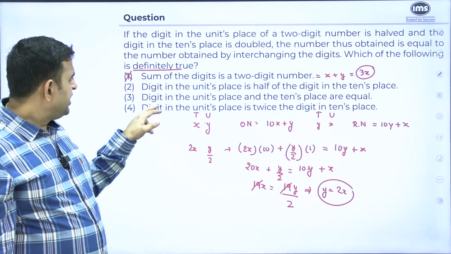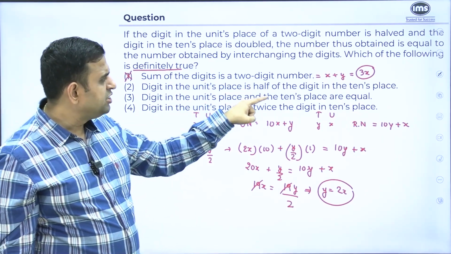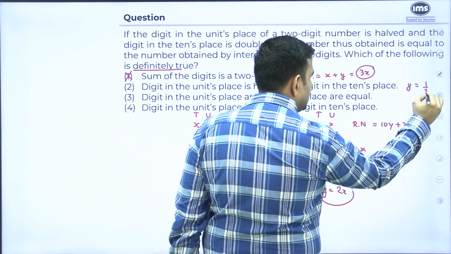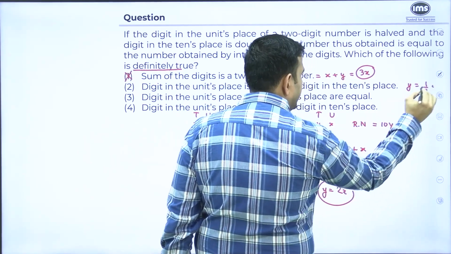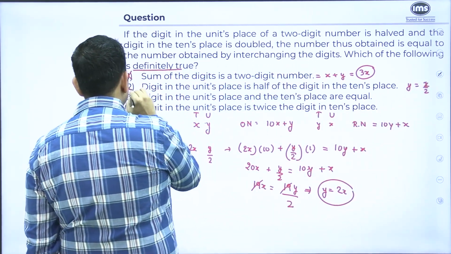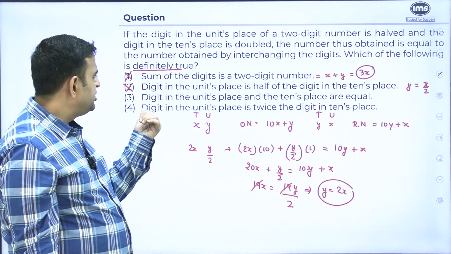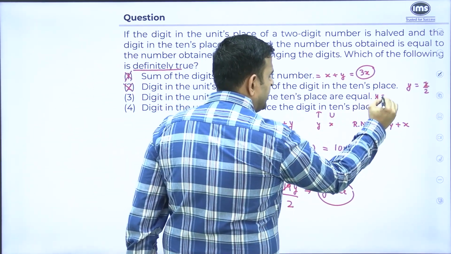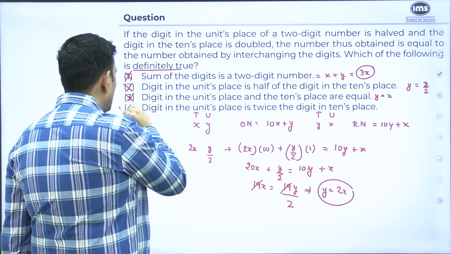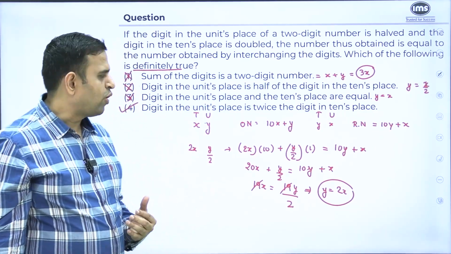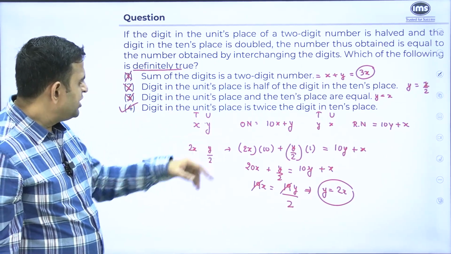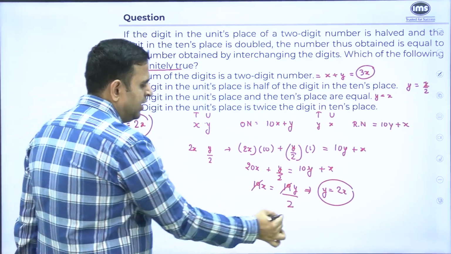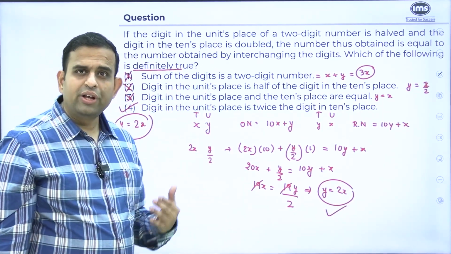The second one says the digit in the unit place is half of the digit in the tens place. So what number 2 tells you is y is equal to half of x. And this statement is definitely incorrect. The next one talks about the digits in the unit place and tens place being equal. So they are saying y is equal to x, and this is also incorrect. One should mark number 4, but let's see what number 4 talks about: the digit in the unit place y is twice of x, and this is what we already have got, and number 4 is actually the answer for this particular question.